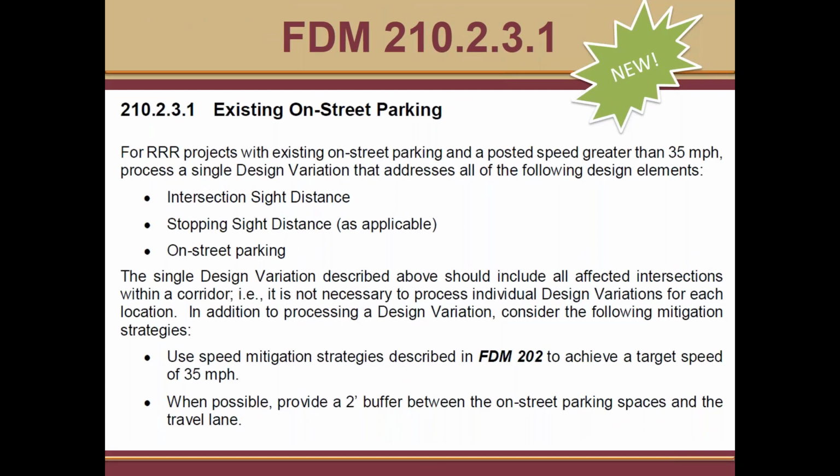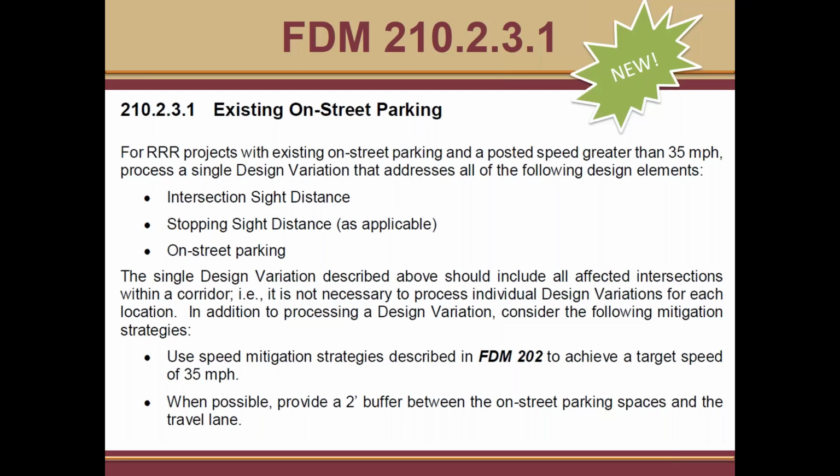So according to the new language, if you have on-street parking on a road with a posted speed greater than 35 miles per hour, then you need to process a design variation to keep those parking spaces. As part of developing the design variation, you may end up needing a variation for intersection sight distance and stopping sight distance as a result of keeping the on-street parking. All of these elements can be part of the same design variation package. You don't need to process 3 individual variations. Also, if your on-street parking within your project limits impacts more than one intersection, you can include all of those intersections in a single variation.